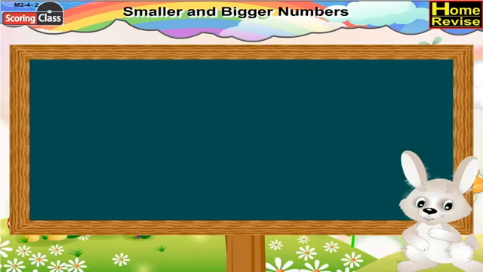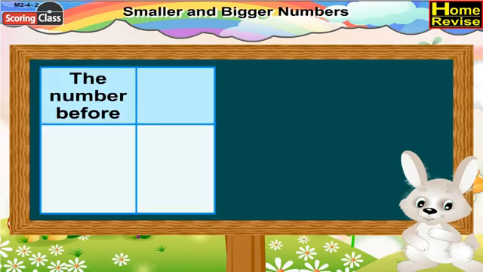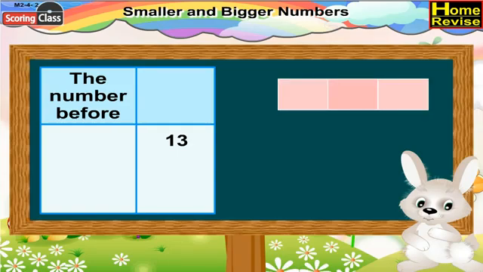Kids, I'll teach you a new concept. Let us find the number before. It's very simple. Let's start with 13. Can you tell me the number which comes before 13? Start counting from 11. 11, 12, 13. So which number comes before 13? You are right, it's 12.